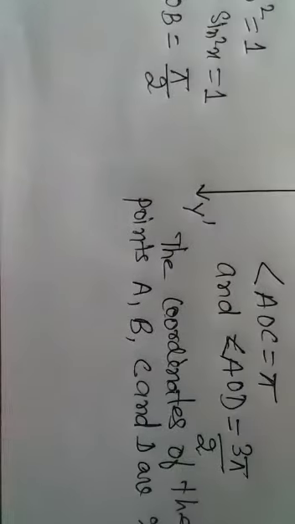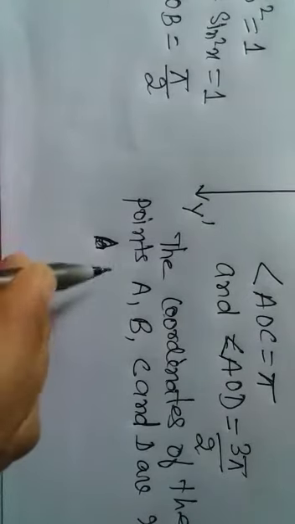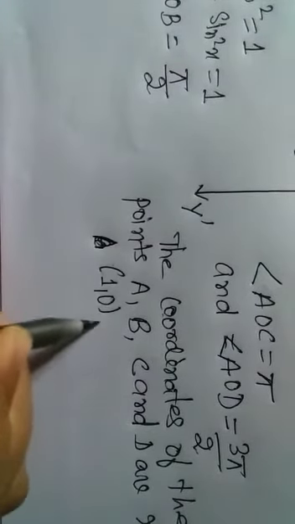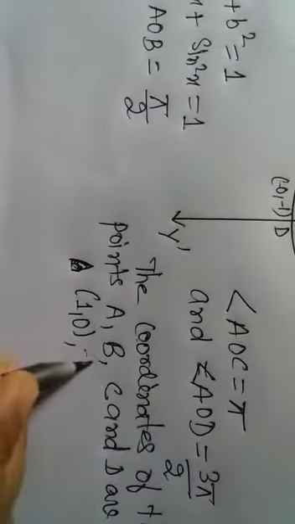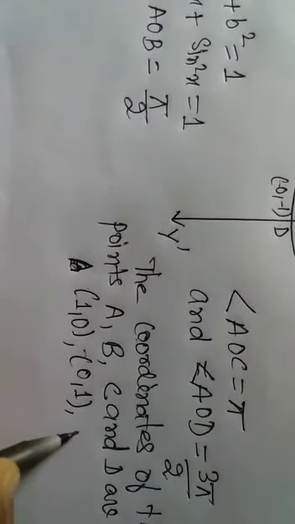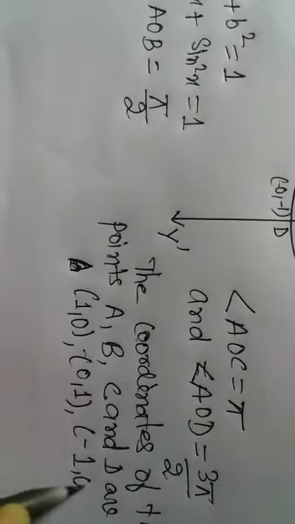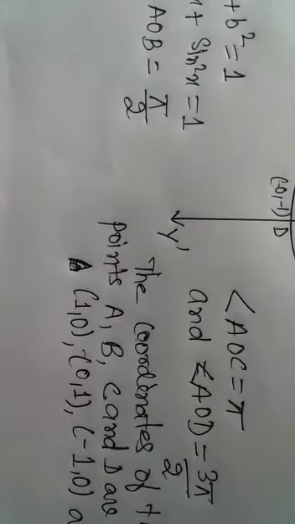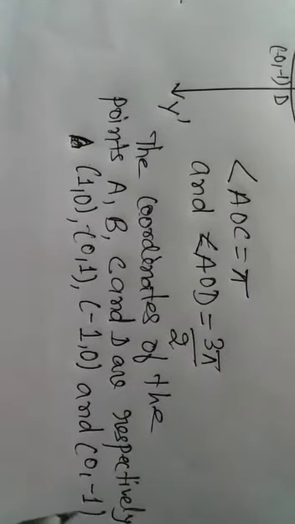So A is (1, 0), B is (0, 1), C is (minus 1, 0), and D is (0, minus 1).